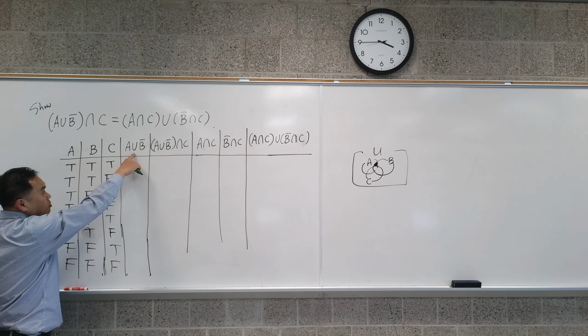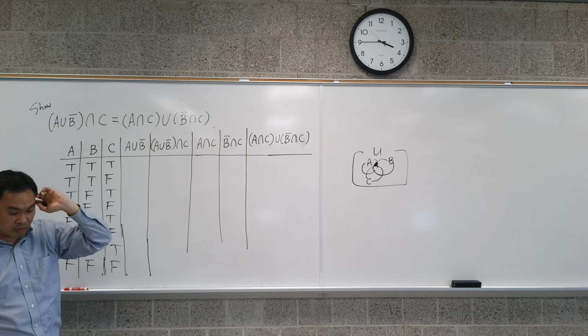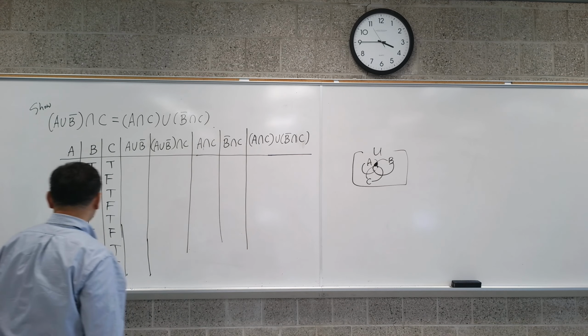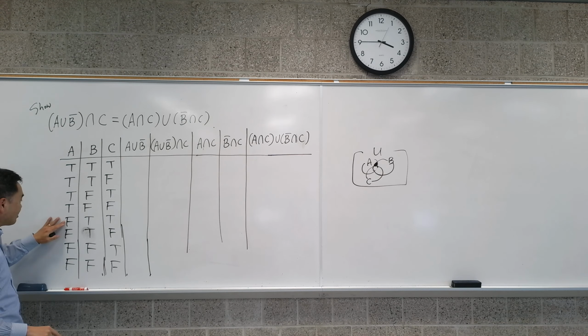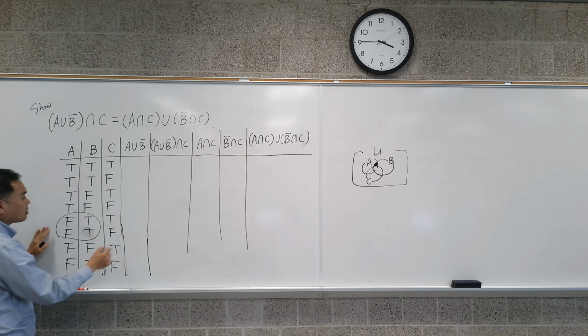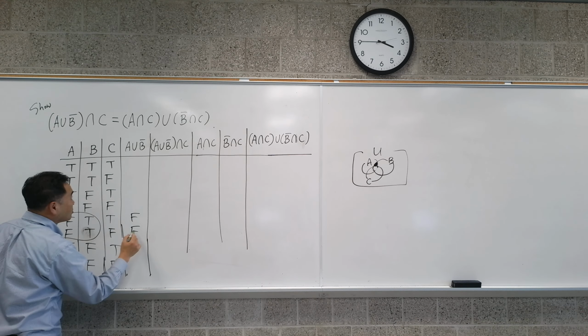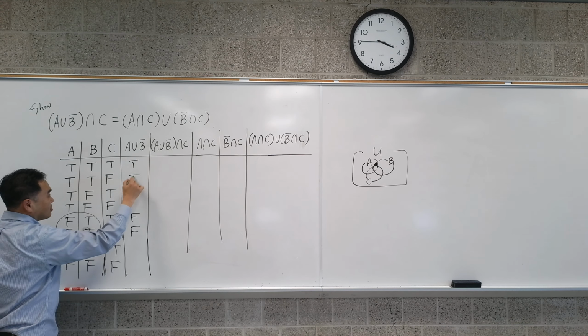When does union evaluate to false? Remember, this is OR, right? So the OR operator gives you false only when both are false. Since B has a bar there, we need to look for when B itself is true and A is false. So let's look for A false and B true. It's actually these, right? So those are the only cases where A union B bar is going to evaluate to false, and all the other cases I'm going to get true.